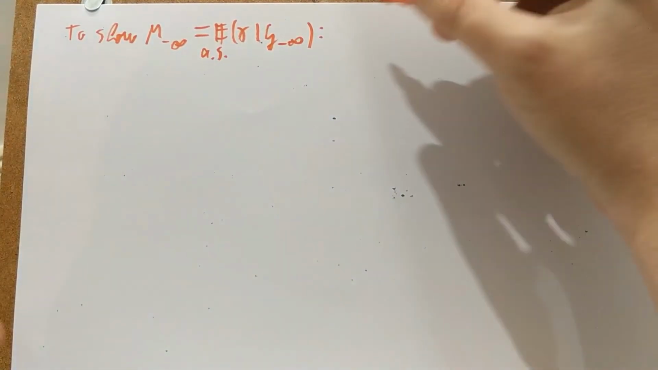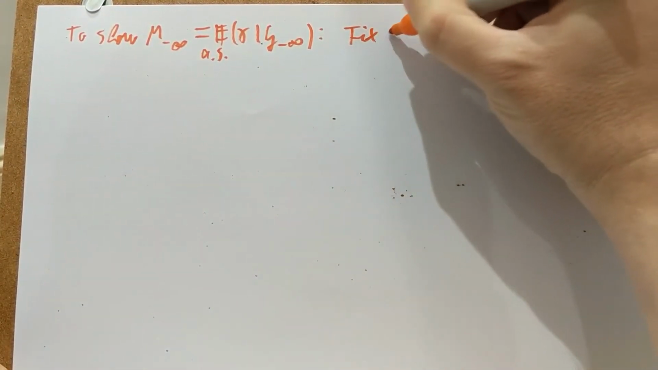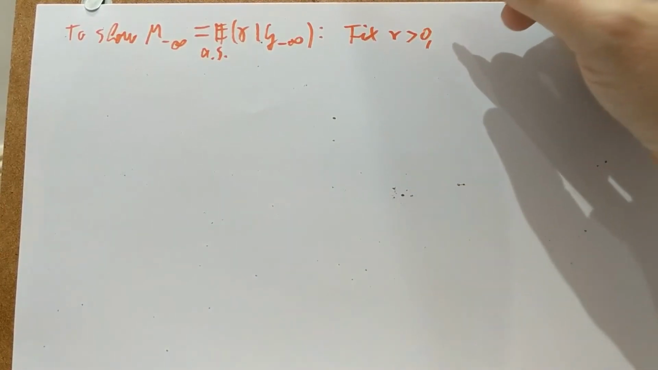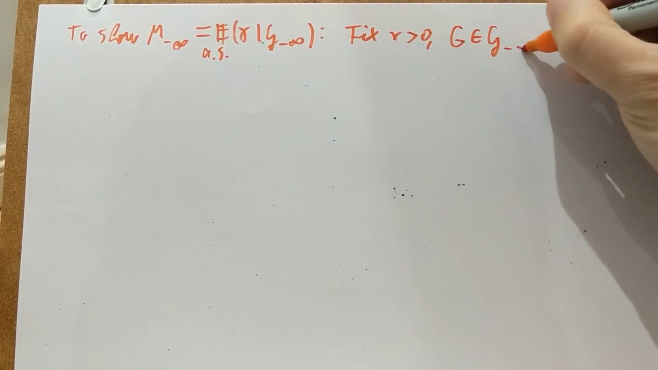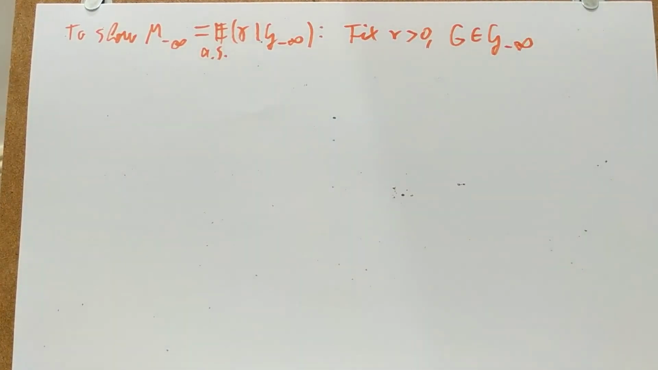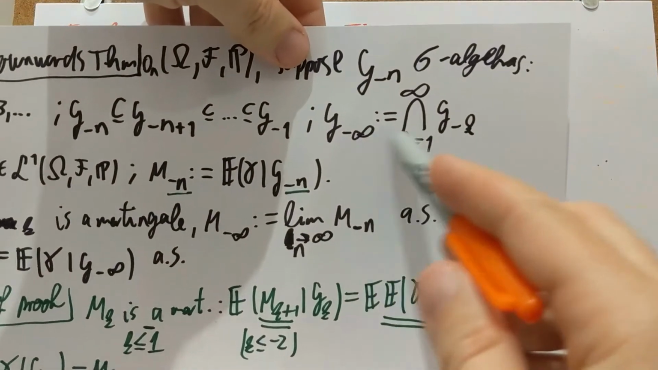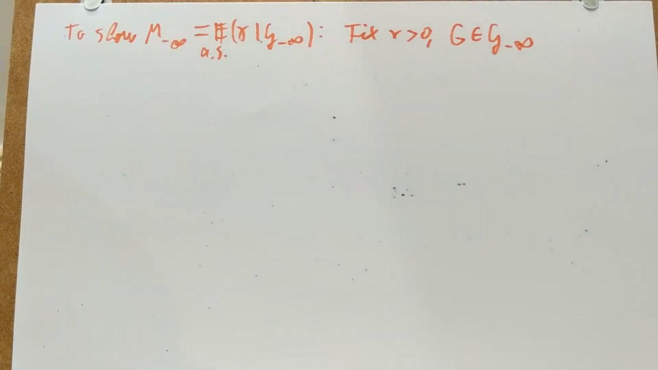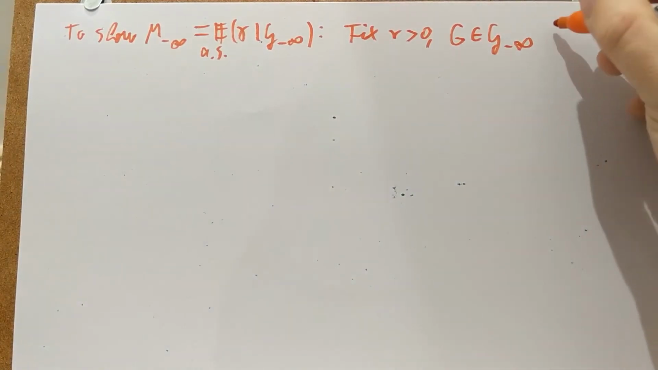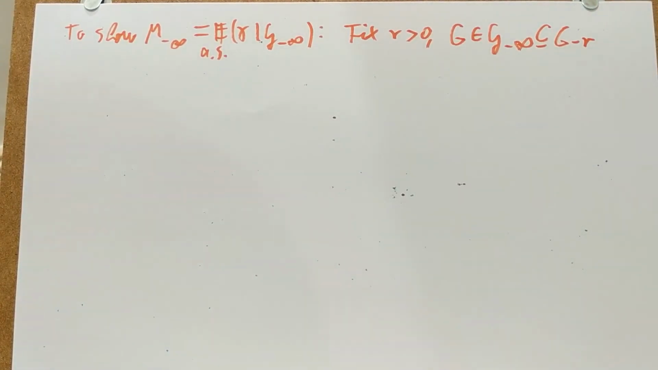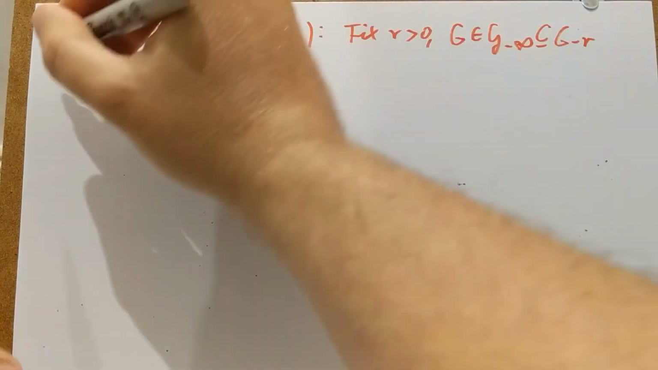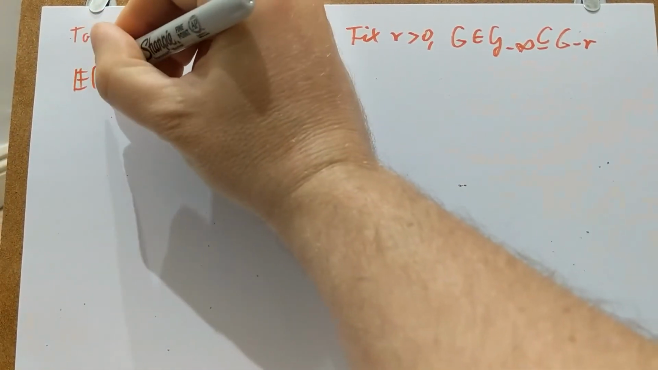Okay, so fix some r, and we're going to fix an event G that's in G_{-∞}. Remember that G_{-∞} was the intersection of all of the G's. In particular, G_{-∞} must be a subset of G_{-r}, because it's the intersection of all of these G_{-r}'s. Okay, and then let's start looking at the expectation of gamma on G.